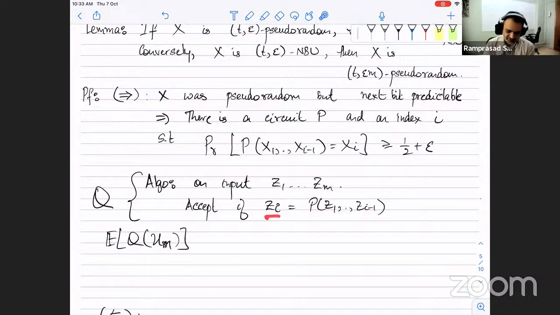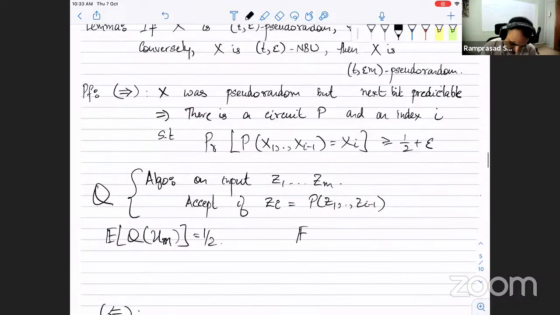If it was uniform, this next bit is going to be completely unrelated to Z1 through Zm, the previous things. So the chance that this equality actually holds is just half. So this is just going to be half. But what can I say about the expected behavior of Q on X?